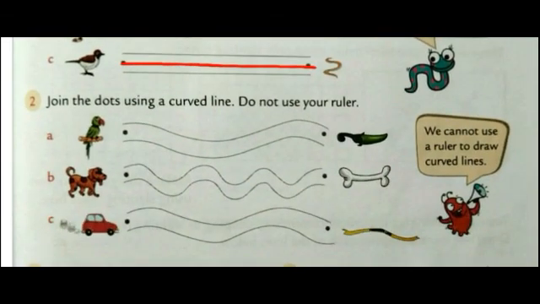Join the dots using a curved line. Do not use a ruler. Here you cannot use a ruler. You have to join the first dot with the second one without a ruler. So let's do it. See, I am not using a ruler to join. So when I joined the first dot with the second one, it formed a curved line. So it is a curved line.